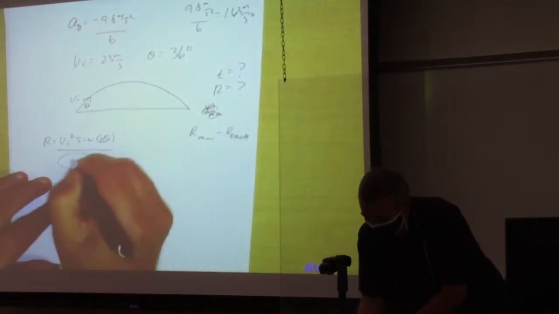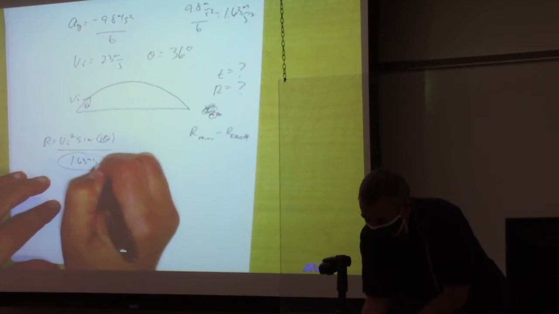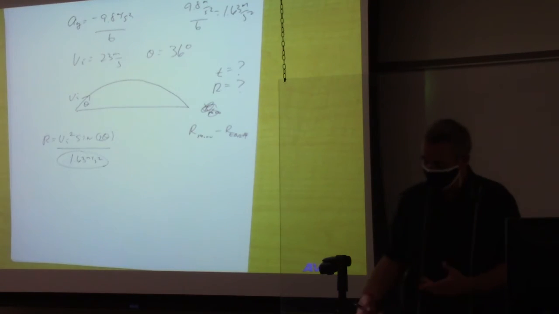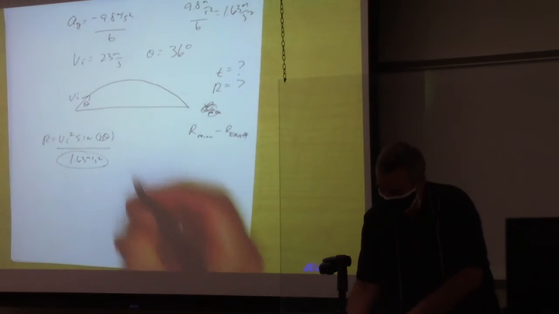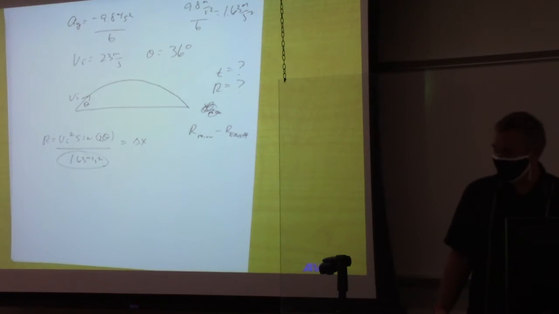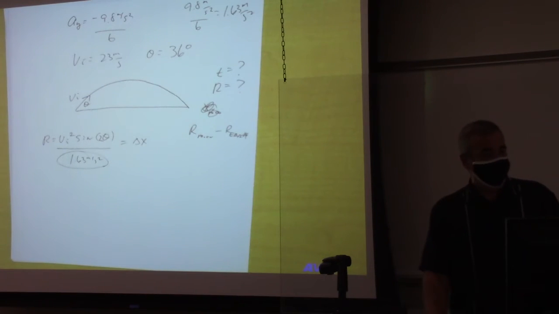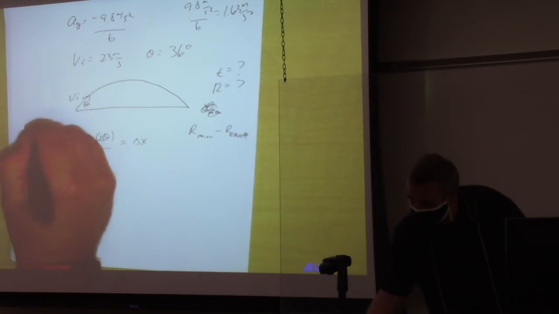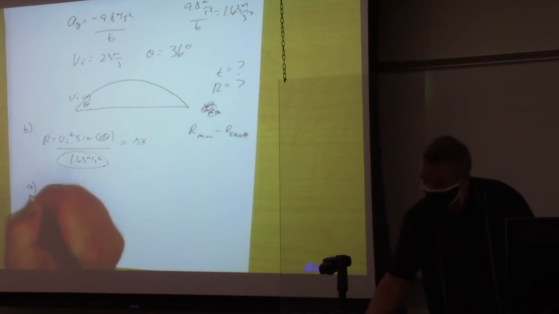Okay, so you'll have to use this here. And really, you have everything to do it there. Just make sure you put your own numbers in. And this is delta x. The range and delta x are the same thing. So that's doing part B first. And then we can go back to part A.